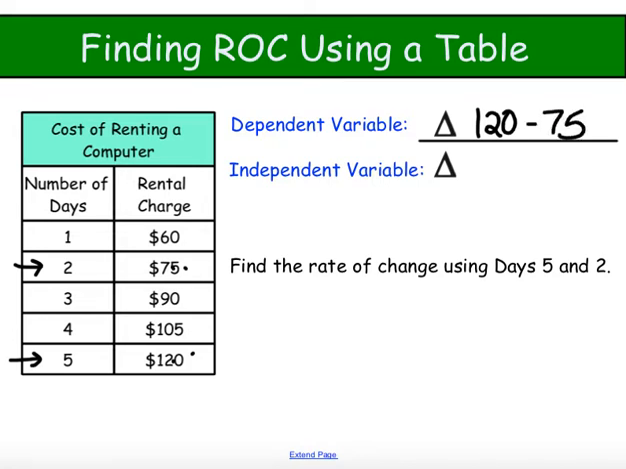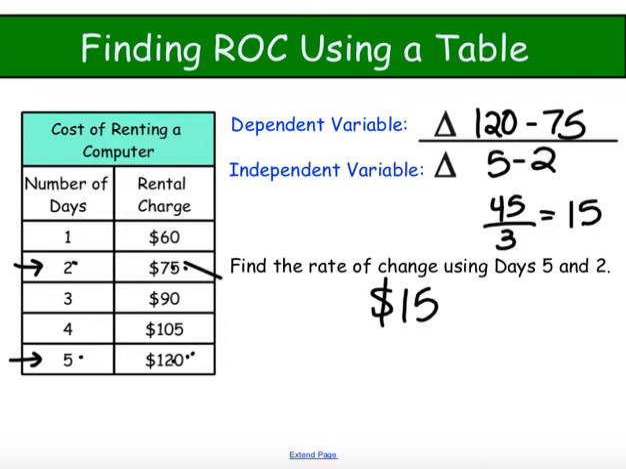And going in the same way, so 120 to 75, I'm going to do 5 minus 2 for the change in our x. 5 minus 2. So 120 minus 75, well, that gives me 45 over 3. Well, 45 divided by 3, that is 15. So what we are saying here is it is $15 per day. That would be our rate of change between day 5 and day 2.